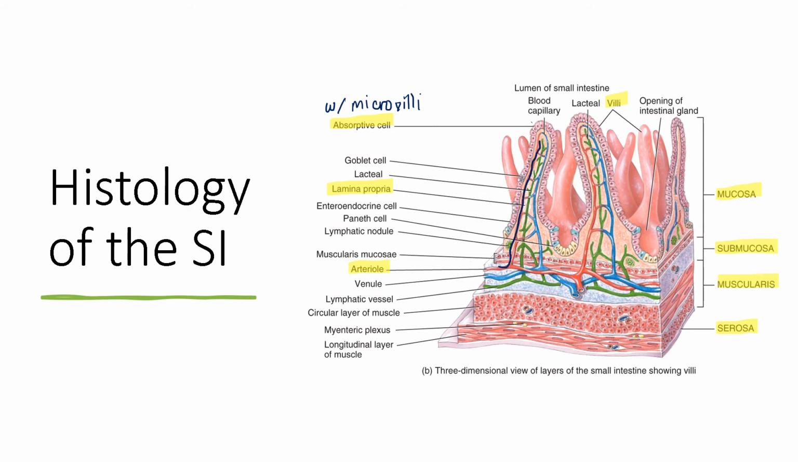So we have an arteriole colored in red. There's also going to be a venule colored in blue here, and a whole capillary network between the arteriole and venule. And then also a green lacteal. Now a lacteal is a lymphatic capillary. You can see that it comes from a larger lymphatic vessel here in the submucosal layer.